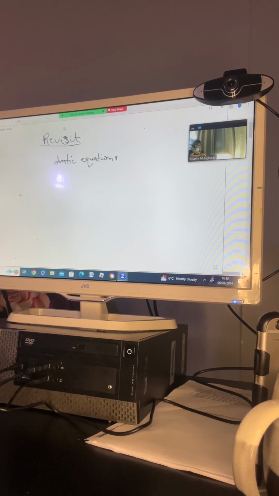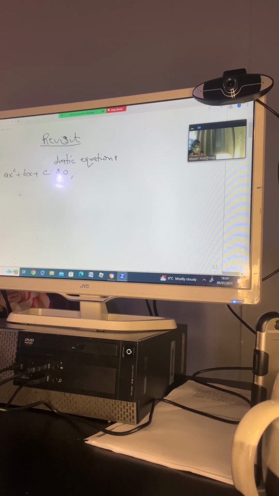When you have an equation ax squared plus bx plus c equals 0, this is a quadratic equation because the highest power is x squared, where a is not equal to 0.